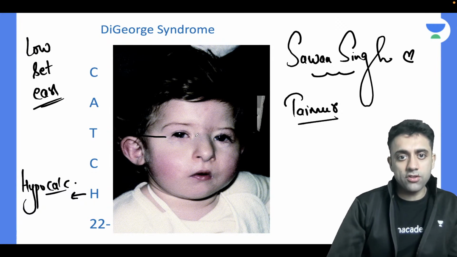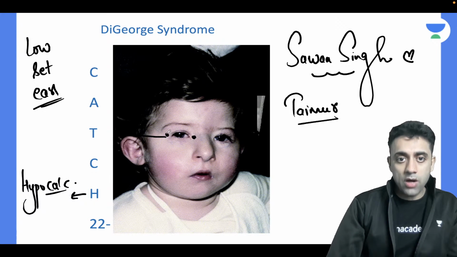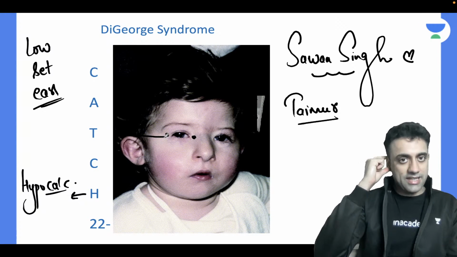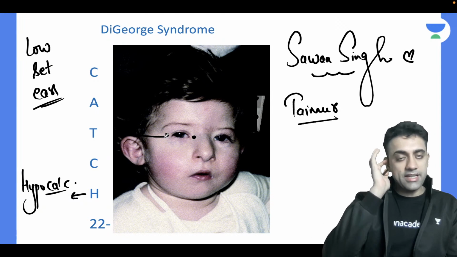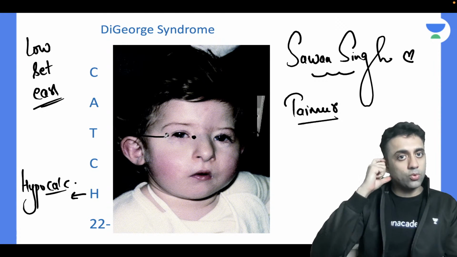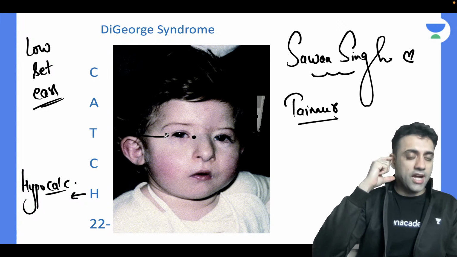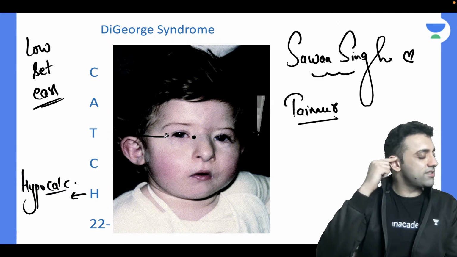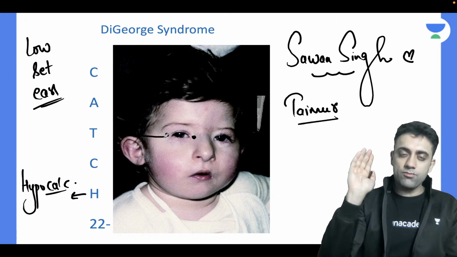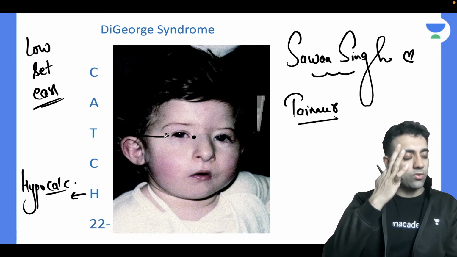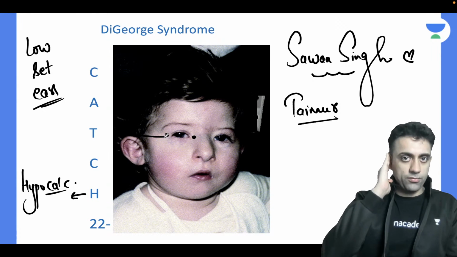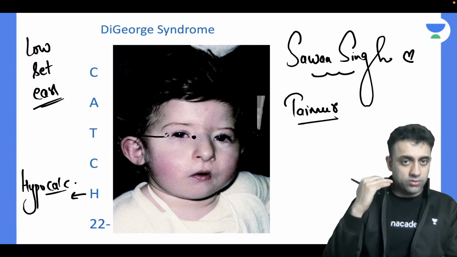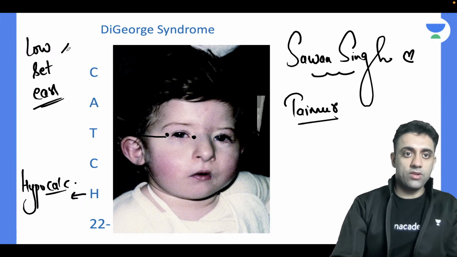Low set ear: if I draw a straight line from the inner canthus to the outer canthus, from the medial canthus to the lateral canthus, normally my ear lobule should touch that line. Previously, we used to say that one-third of the ear should stay above and two-third of the ear should stay down. Now the latest book says draw a straight line from inner canthus to outer canthus. If it touches the ear, it is normal. And if it is not touching your ear, or the ear is below that line, that is known as low set ears.